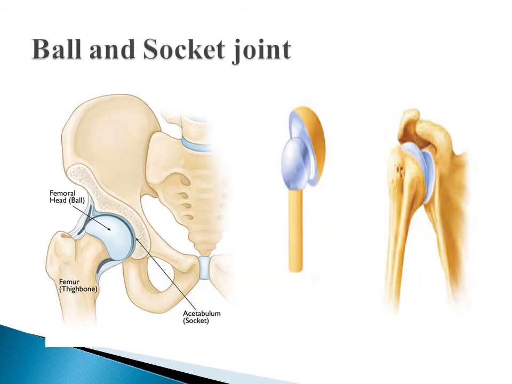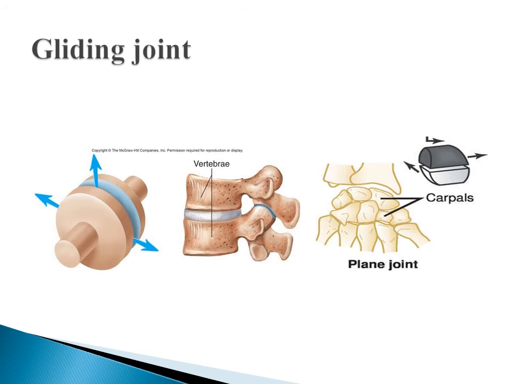Ball and socket joint. These types of joints are present in the hip joint and shoulder joint. The head of the long bone fits into a ball-shaped cavity of the hip bone, that is acetabulum, and of the shoulder bone, that is glenoid cavity. These joints allow movement in various directions. The gliding joint. This joint only allows a sliding movement of surfaces over one another. For example, the articulating surfaces between vertebrae.